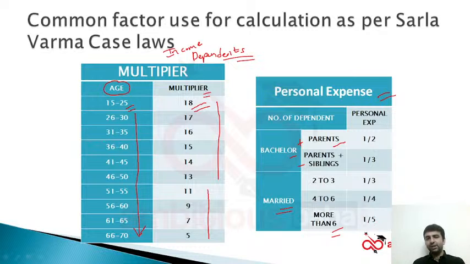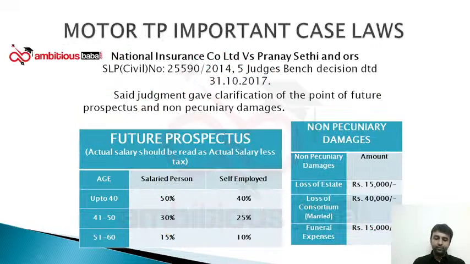So these numbers can vary, but we have to arrive at a particular number so that when awards are given at a very high quantum, then the people working in the TP department take the reference of these tables and go for an appeal. This is my understanding. Going to the next slide.